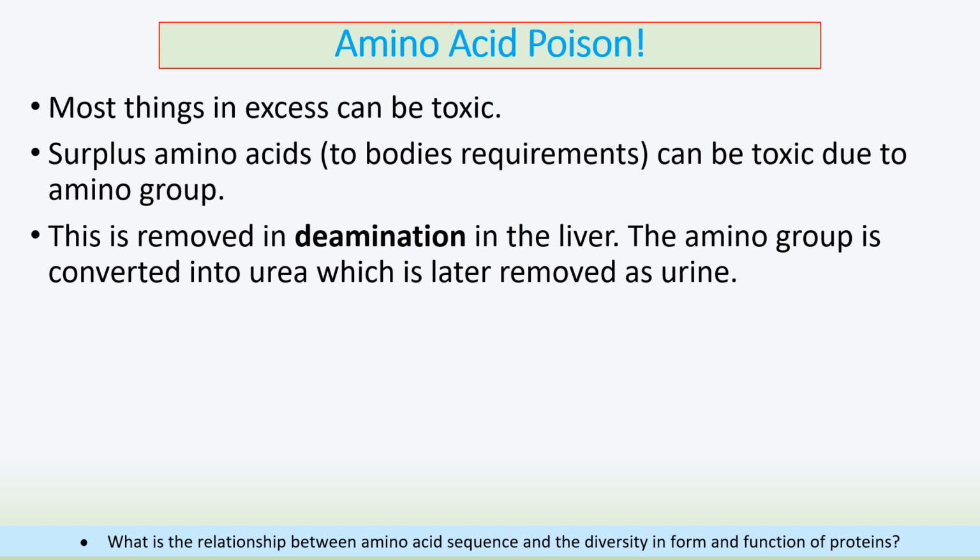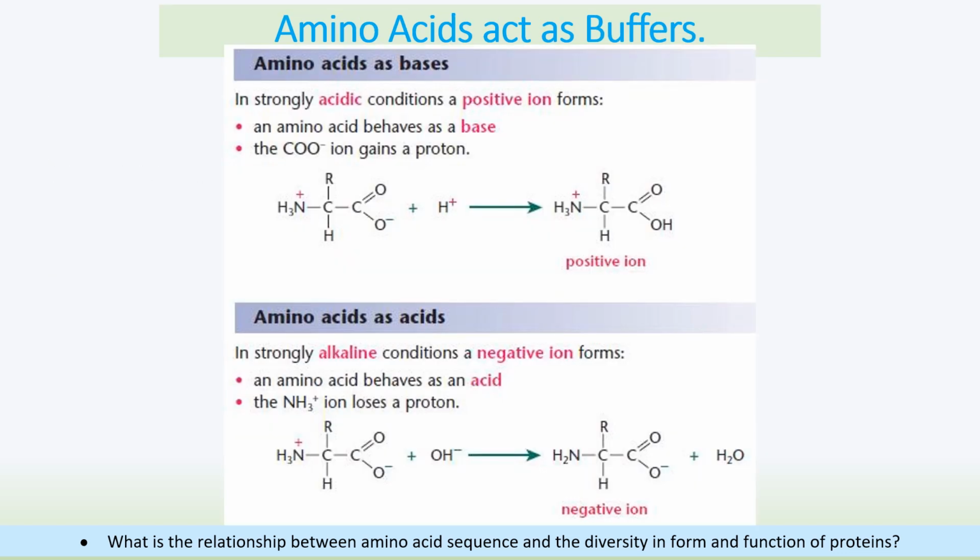Like everything though, if we eat too much, most things in our body can become toxic. So this is one of the reasons we need the liver, because too many amino acids can become toxic, and we have to break those down into urea, which we later convert into urine, which you'll learn about later on in the course. The process where you break down excess amino acids in the liver is called deamination.